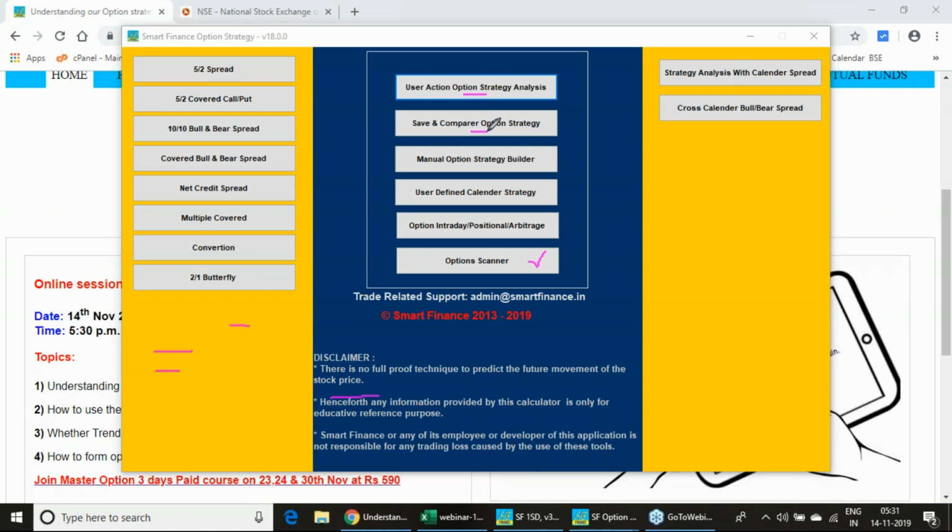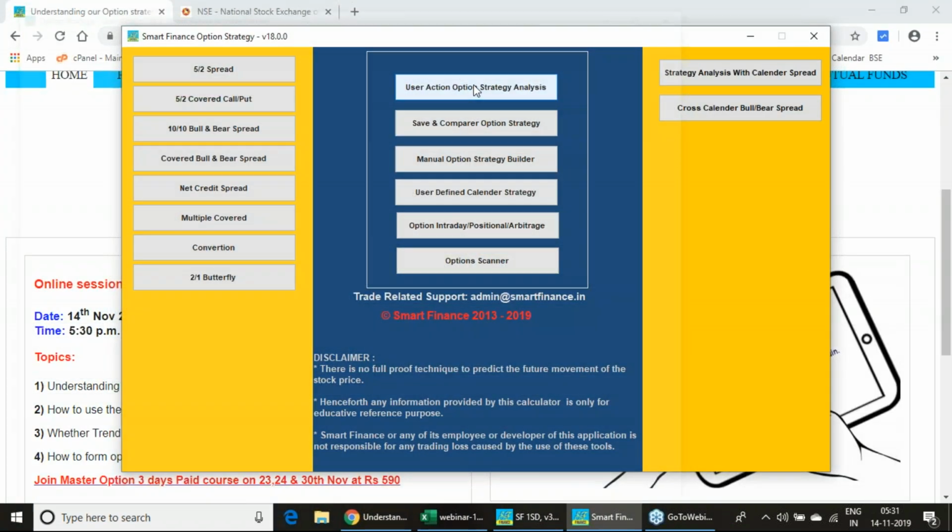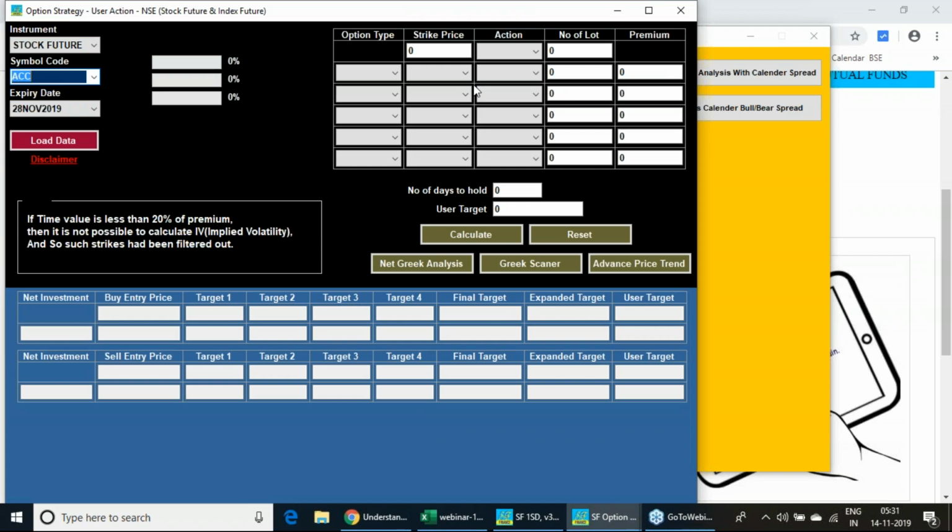So you can know what the net Greeks were when I formed it and what the Greeks are currently. And there are calendar spread strategies, and on the left side and right side we have given a couple of scanners. So if you are going to form this 5/2 spread combination, then you can see what you get with different strikes. I will not be able to explain all these features in this particular program, so I am just going to the user action option strategy analysis. This is the main, very important interface of this software.